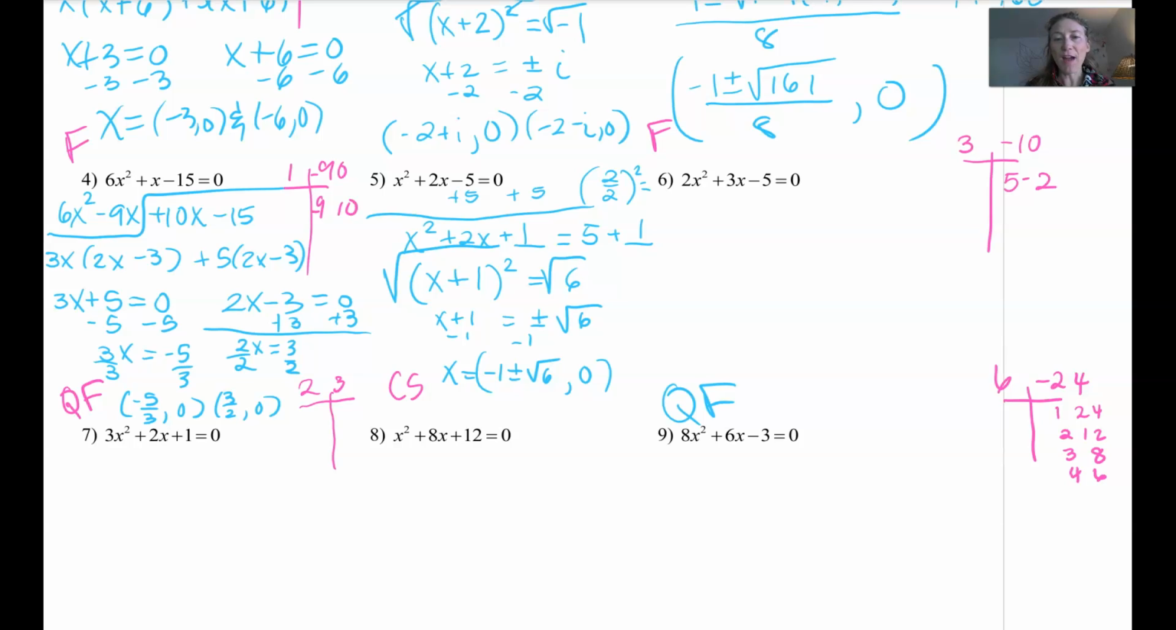Cool. So on number 5, the number that I added to both sides was 1, and it was also the same as b divided by 2. So that just made this one really special. So when I solved it all together, I got negative 1 plus or minus the square root of 6, 0.